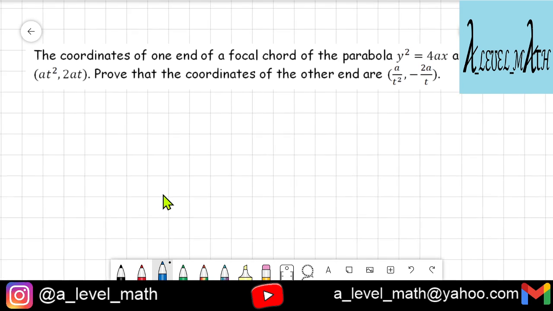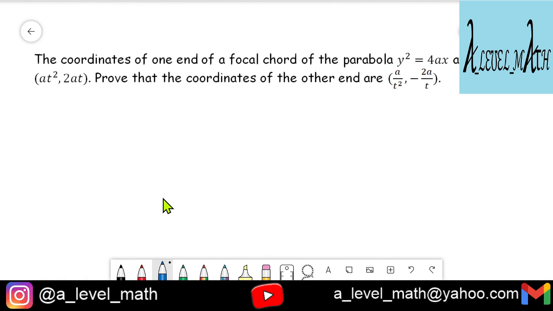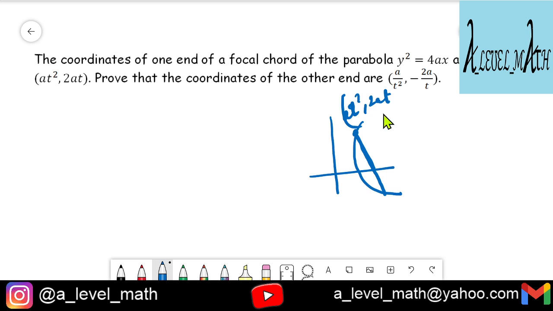The coordinates of one end of a focal chord of the parabola y^2 = 4ax are at^2 comma 2at. So they are saying that there is a parabola, this is the focus, and this is the focal chord. So they are saying that one end of this chord has coordinates at^2 comma 2at.